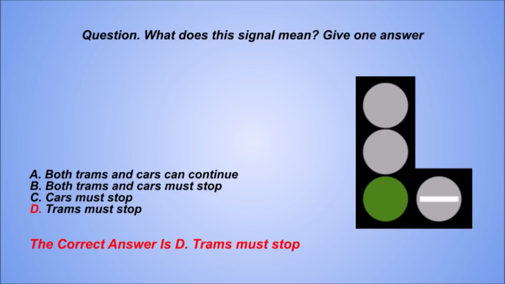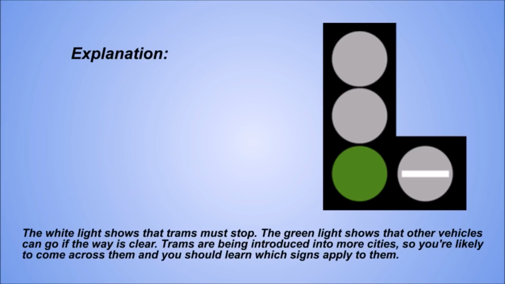Trams must stop. Explanation: the white light shows that trams must stop. The green light shows that other vehicles can go if the way is clear. Trams are being introduced into more cities, so you're likely to come across them and you should learn which signs apply to them.